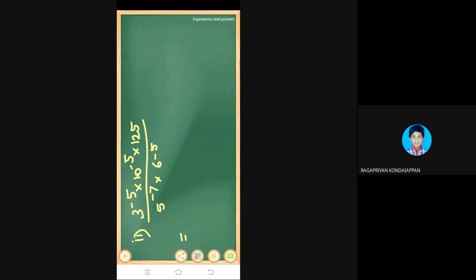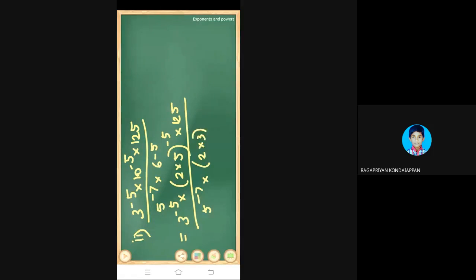Ma'am, if we take 3 power minus 5 into 2 into 5 power minus 5... Wait, 10 is not a prime number. So let us write it in the form of prime numbers: 10 can be written as 2 into 5. Yes, ma'am. Similarly, 6 power minus 5 can be written as 2 into 3. Ma'am, 125 can be written as 5 into 5 into 5, ma'am. Yes, you can write that. Let us write that afterwards.